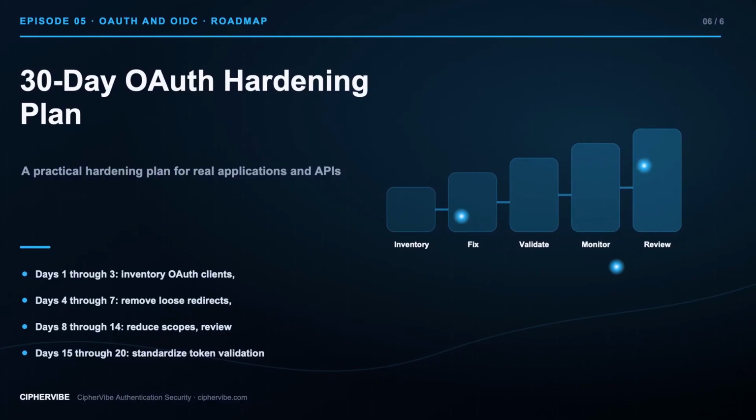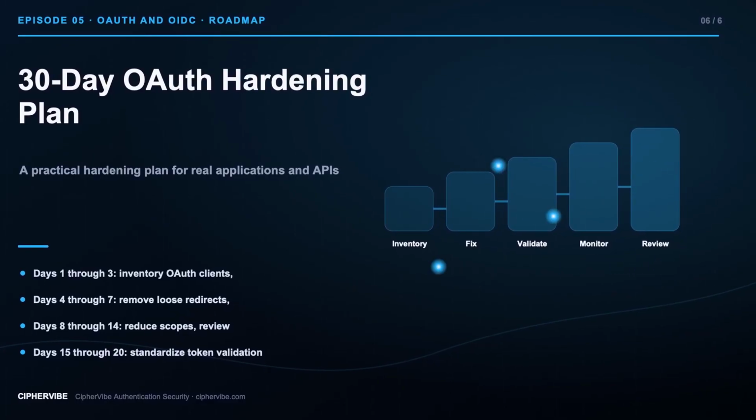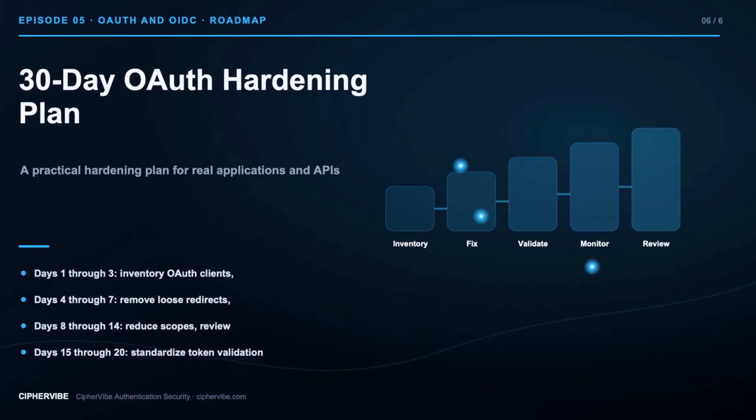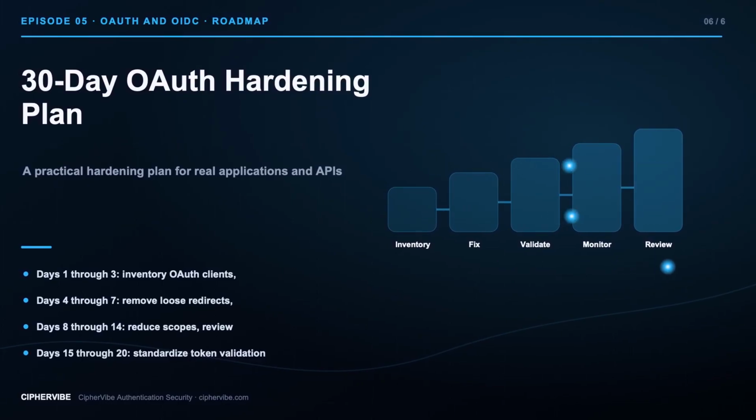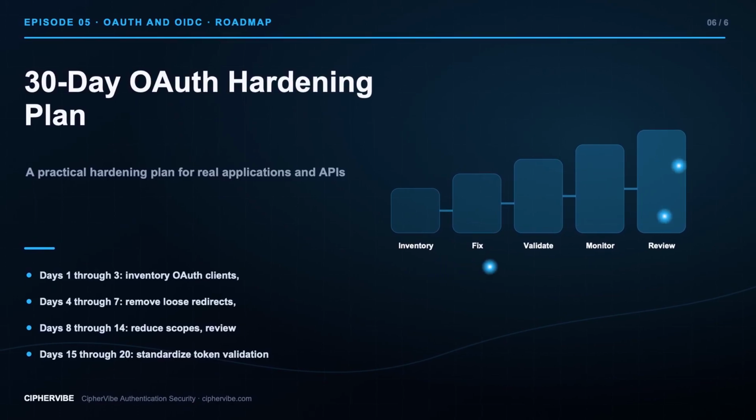Strong authentication security is a repeatable operating rhythm. Choose the right pattern, reduce credential theft, validate every token or session, protect recovery, centralize evidence, secure machine identity, and rehearse response.